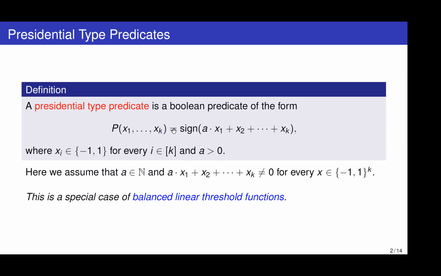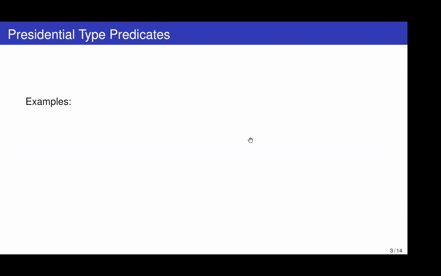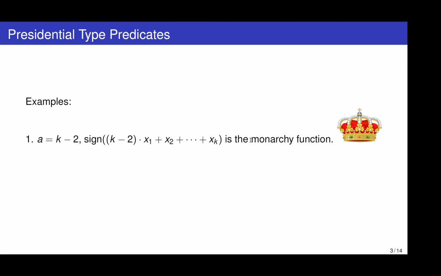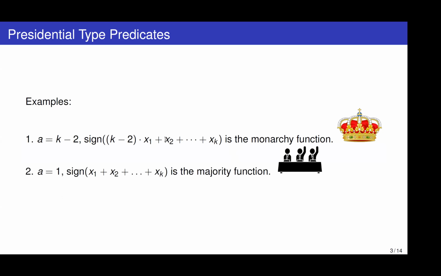And we remark that this is a special case of balanced linear threshold functions, where every variable can have a different weight. Balanced meaning there is no constant term, so if we pick x uniformly at random, it's equally likely to have p(x) equals 1 or p(x) equals -1. A few examples: when a equals k minus 2, this is known as the monarchy function. In this function, the monarch x1 gets their way unless all the citizens unite against the monarch. When all the citizens unite, they will have a weight of k minus 1, which is just enough to beat x1. And when a equals 1, this is the well-known majority function.